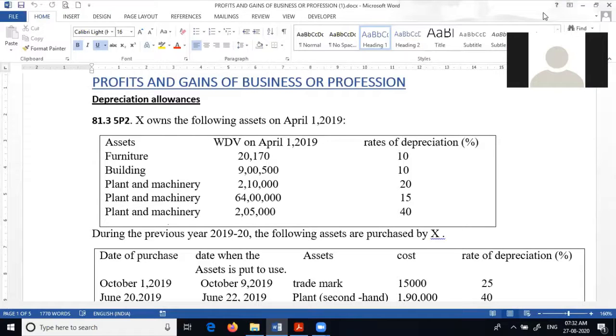Yes, sir. X owns the following assets on April 1st, 2019. Furniture, building, plant and machinery. No, you are reading the second problem. I'm asking you to read the first problem. Yeah, X Limited owns the following assets on April 1, 2019. Building A, B, C, plant A, B, C, D.